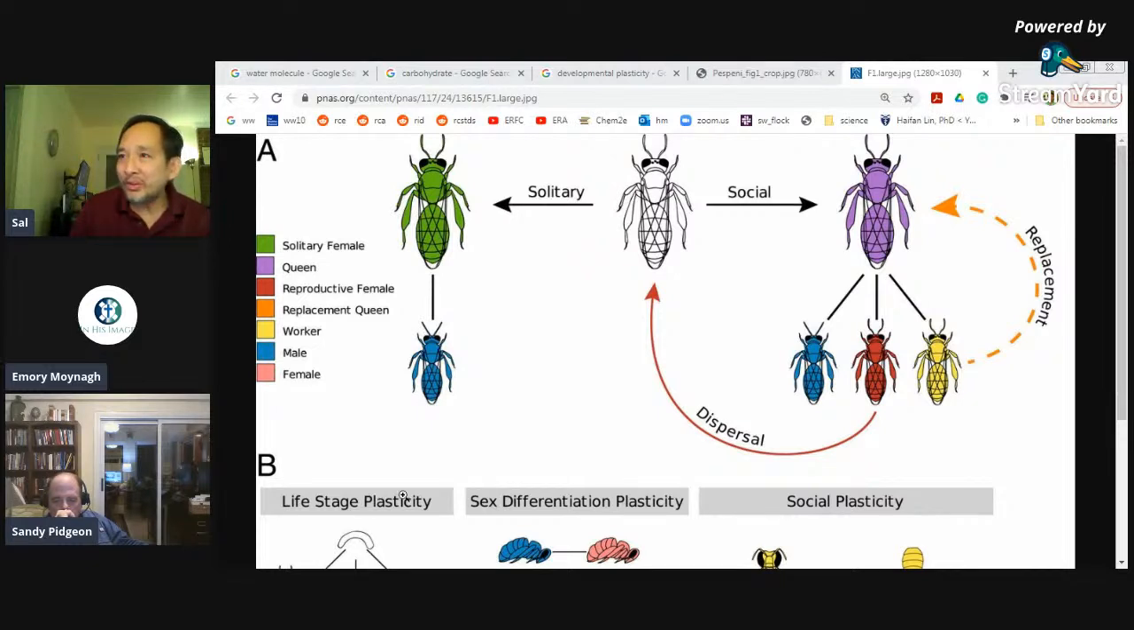And I believe these are referring to an insect population, like a bee or ant where you have a queen. They may have identical DNA, but they express themselves differently. That's what we call developmental plasticity. There's a lot of potentiality.